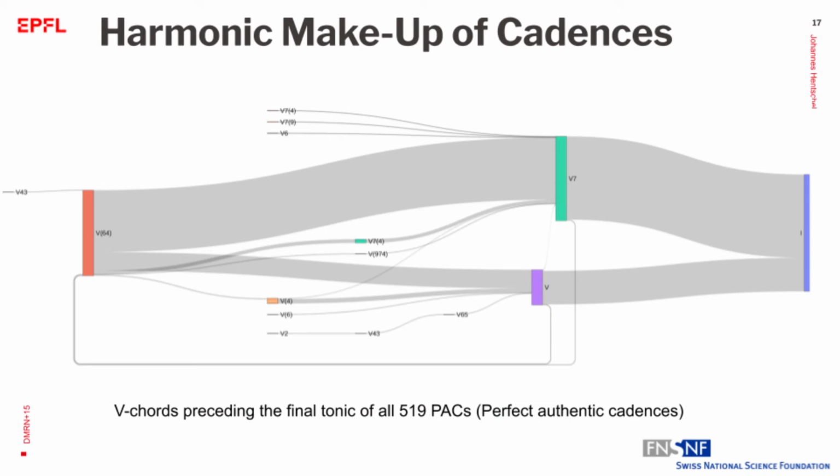Combining these cadence labels with our harmonic annotations, we created flowcharts granting us an intuitive access to the harmonic makeup of the different cadence types, which was one of the main goals of this project.